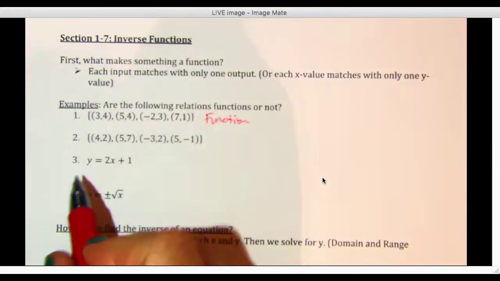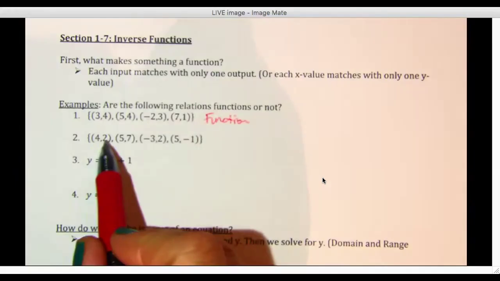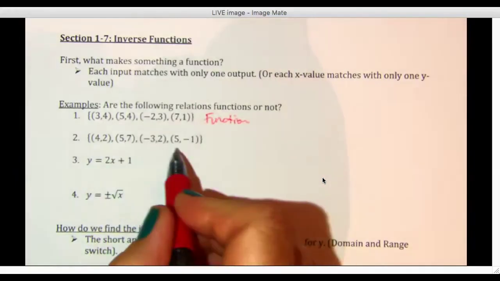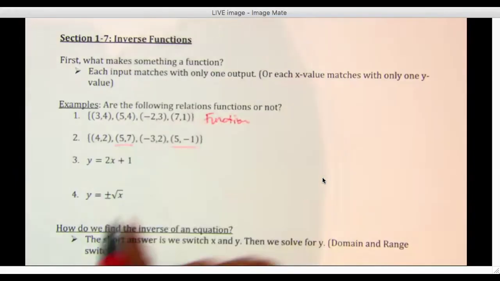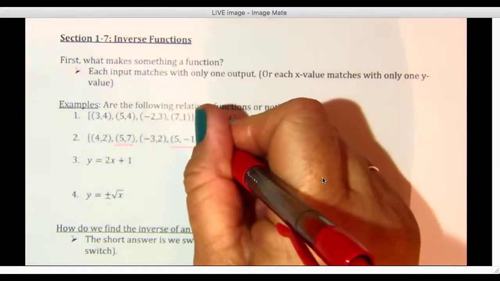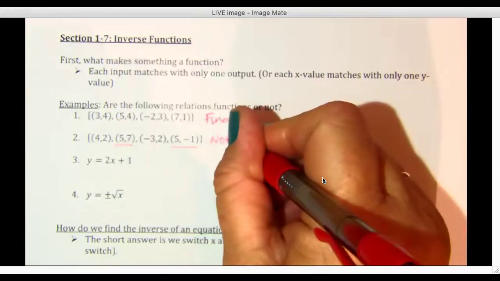The second one here, we have (4, 2), (5, 7), (-3, 2), and (5, -1). These two points have the same x value, but it matches with different y values, and that is what makes this not a function.